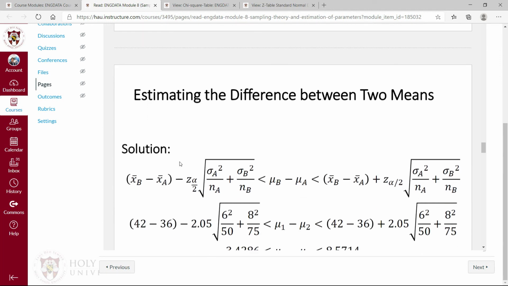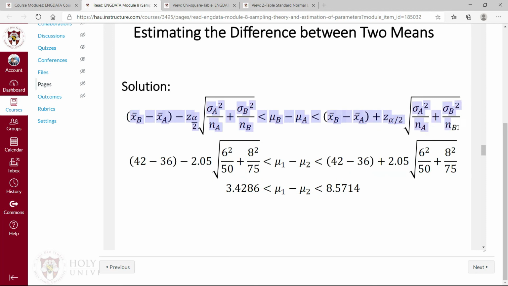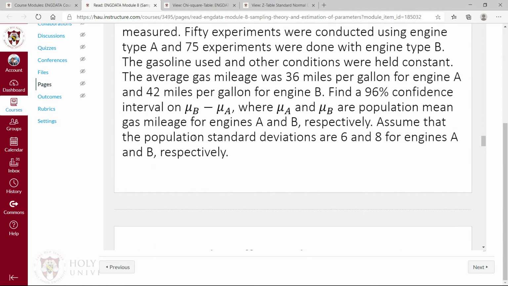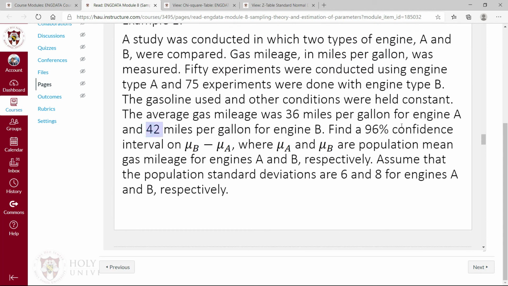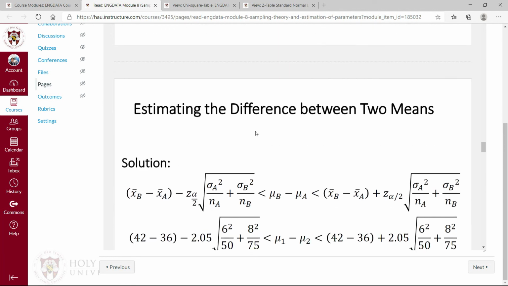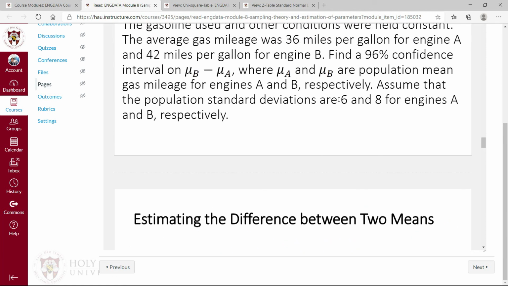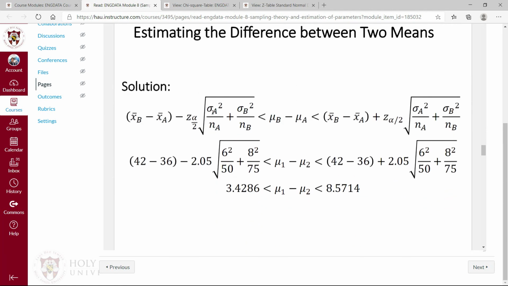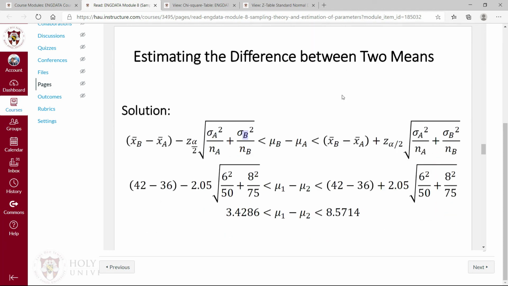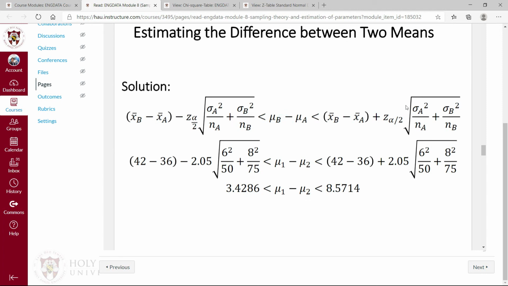Assume that the population standard deviations are given, for A and B respectively. So using the formula, for x bar B you have 42, the average gas mileage, and 36 for x bar A. The alpha score we will compute later on. The standard deviations are 6 for A and 8 for B. Similar on this side, but this is the lower limit and this is the upper limit.